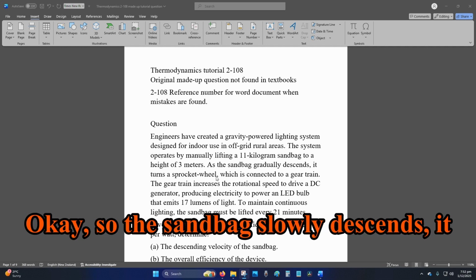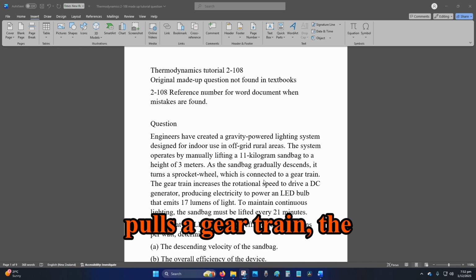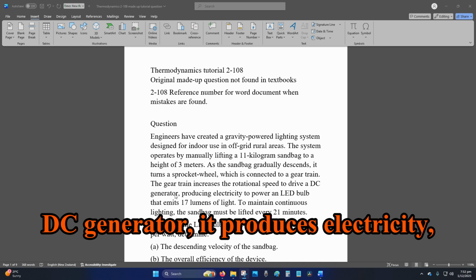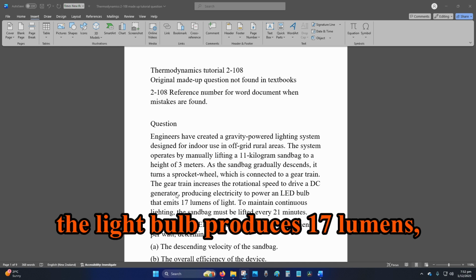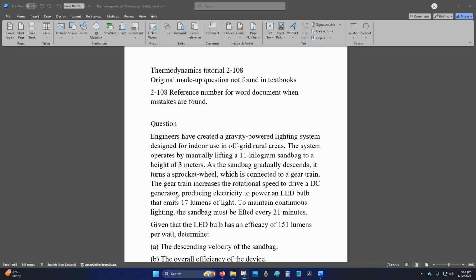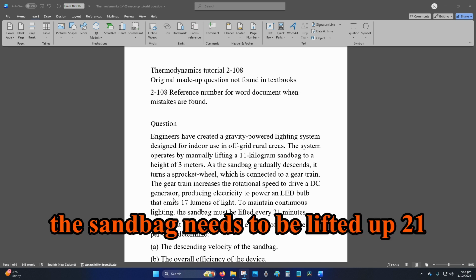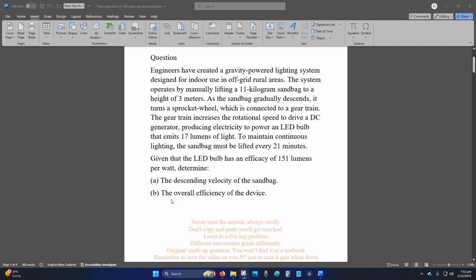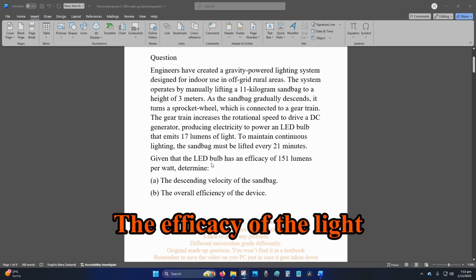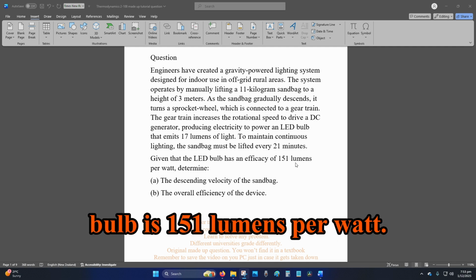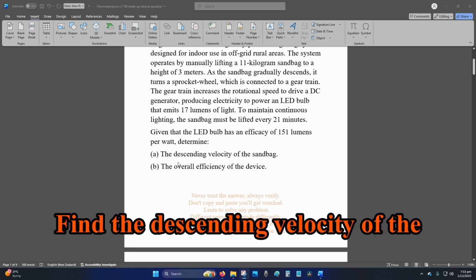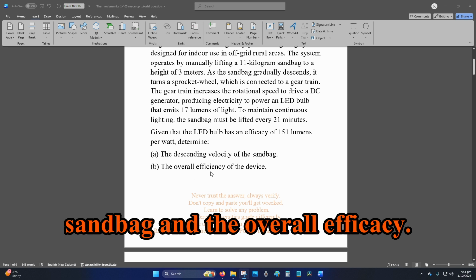Okay, so the sandbag slowly descends. It pulls a gear train. The gear train is connected to the DC generator. It produces electricity. The light bulb produces 17 lumens. The sandbag needs to be lifted up every 21 minutes. The efficacy of the light bulb is 151 lumens per watt. Find the descending velocity of the sandbag and the overall efficacy.